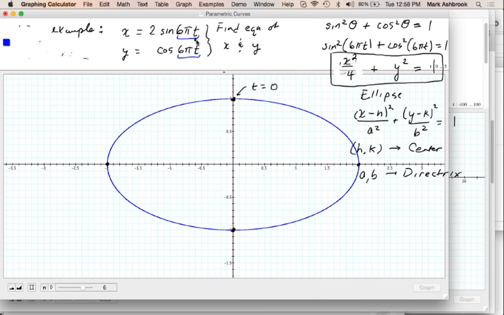If t was 1/12, a little bit bigger than 0, we'd have 2 sine of what? Pi over 2, and cosine of pi over 2. You see that? So what point do we get then? 2 sine of pi over 2 and cosine of pi over 2. So this point right here is for t equals 1/12. Do you see what happened? By putting in 1/12, I get sine of pi over 2 and cosine of pi over 2. So 2 times 1 and 0. So that's the point (2, 0).